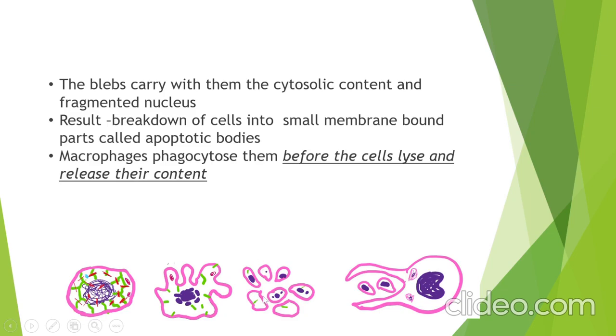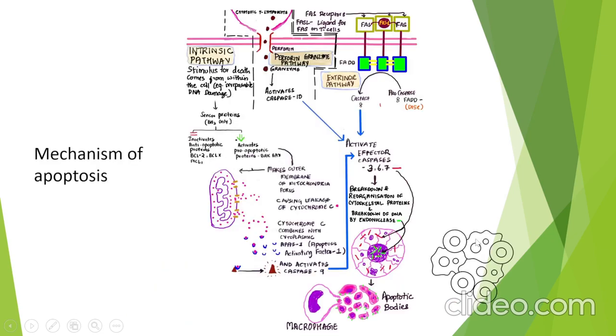Here, because the cell contents are still bound by the membrane, no chaos is happening, no release of content is happening, and there is no chance for the other inflammatory cells to come there and create chaos. Okay, so this happens very quietly. The cell quietly breaks itself down into small apoptotic bodies. The macrophage quietly comes there and eats up these apoptotic bodies without any fuss. So that completes the mechanism of apoptosis.